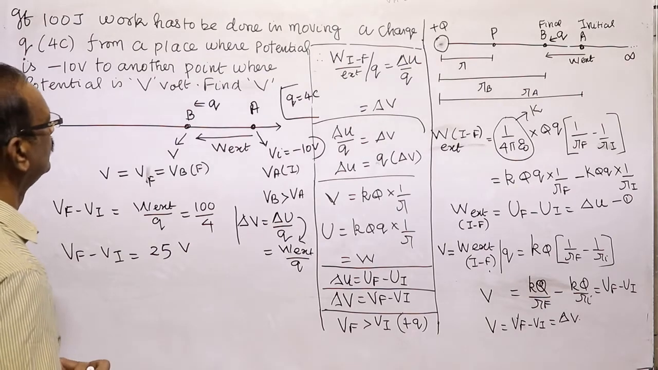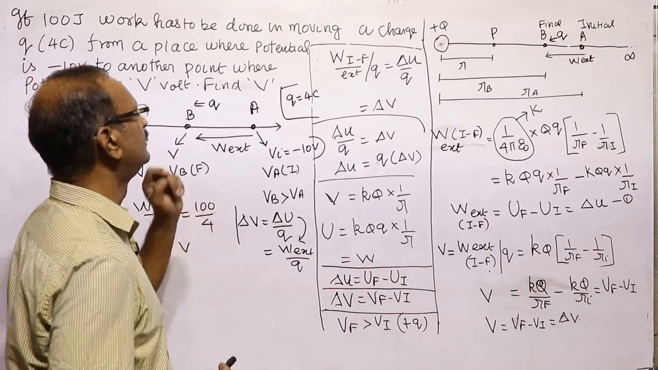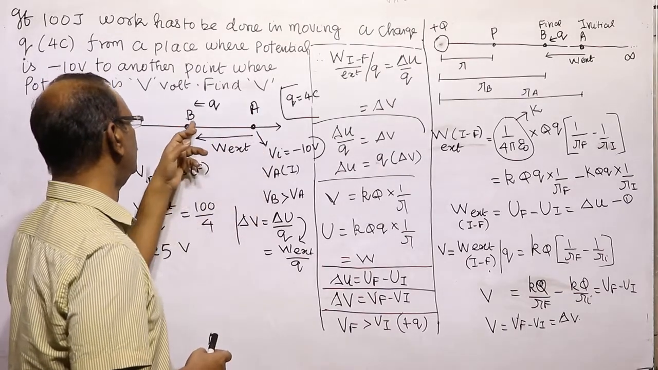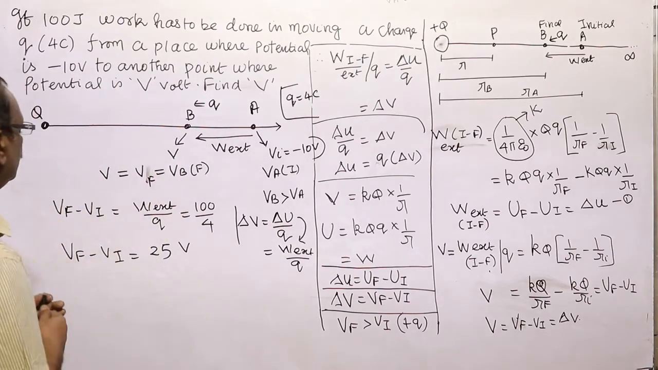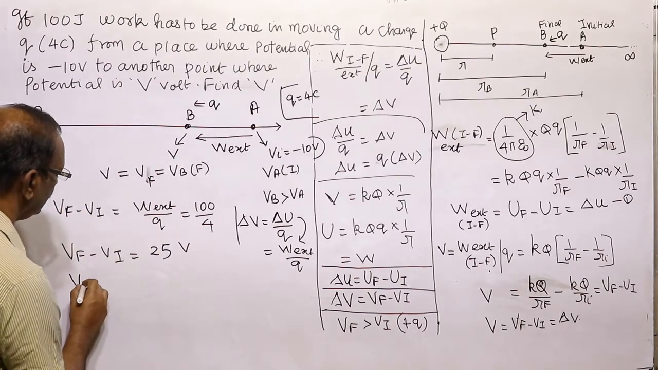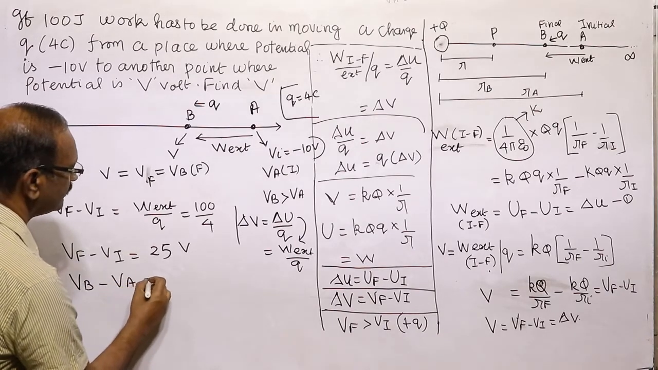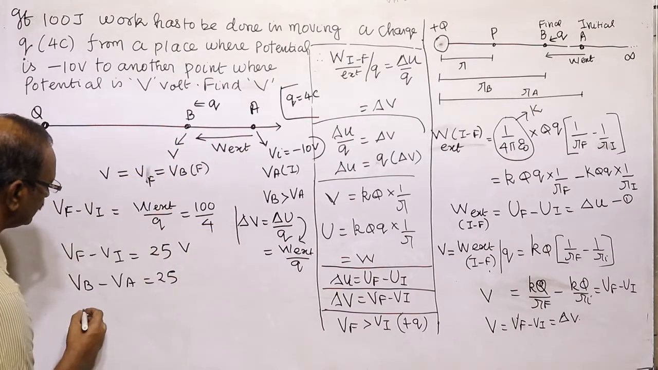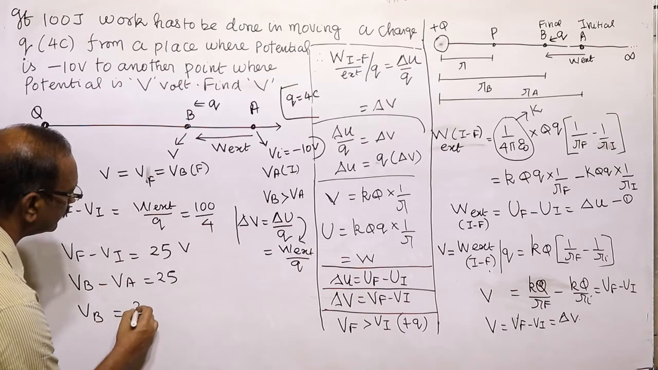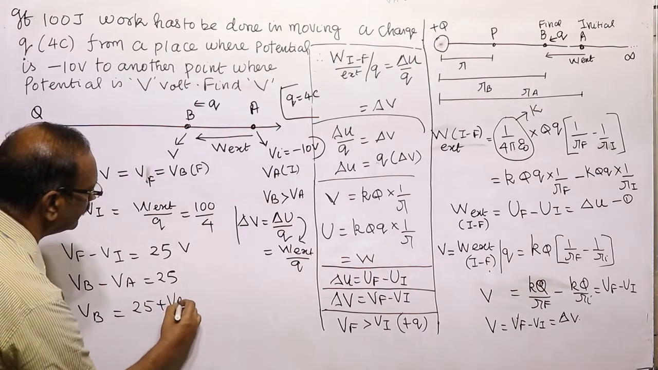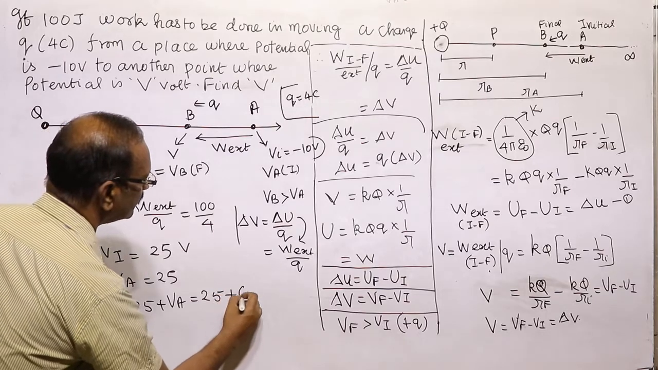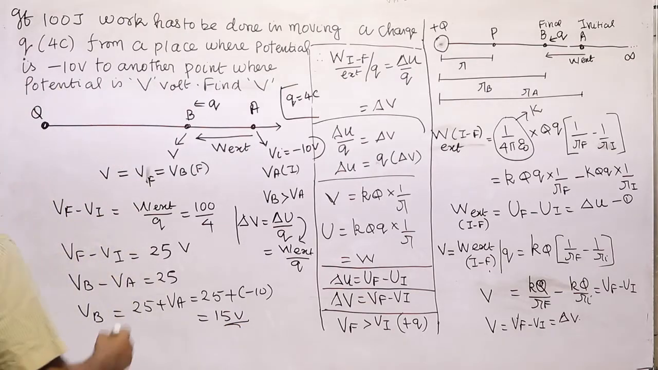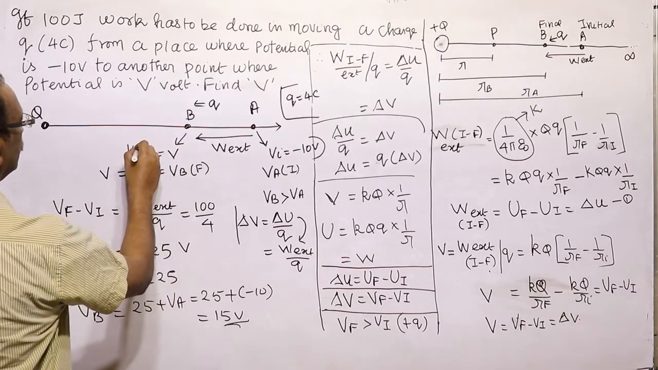And what is V final? V initial is given to us. V initial means VA, V final means VB. So VB minus VA is equal to 25 volt. As VA is given as minus 10 volt, VB is equal to 25 plus VA, which is 25 minus 10, equal to 15 volt. It means here the potential is equal to 15 volt.